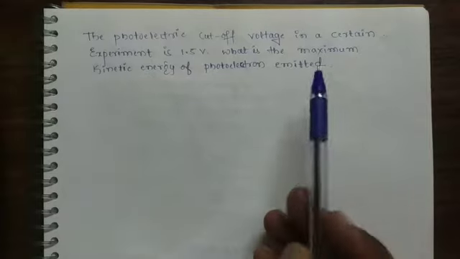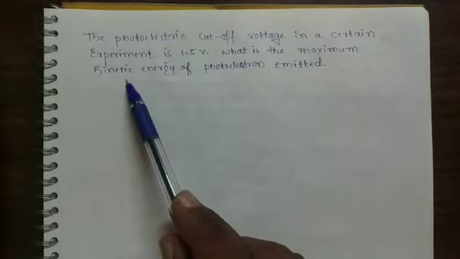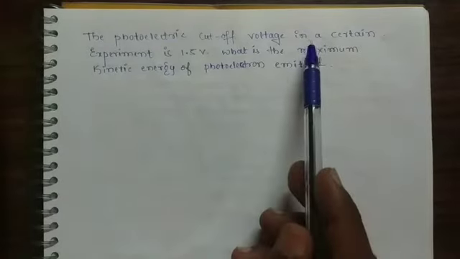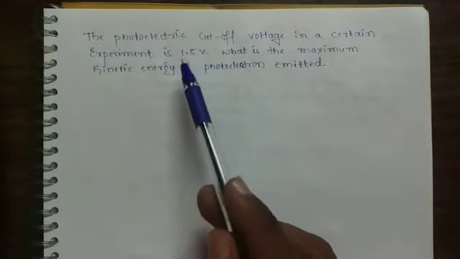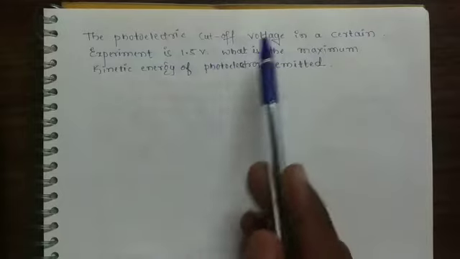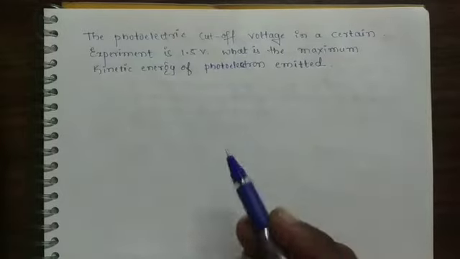So our next question: the photoelectric cutoff voltage in a certain experiment is 1.5 volt. What is the maximum kinetic energy of a photoelectron emitted? Here we want to calculate the maximum kinetic energy. We are already given the cutoff voltage, 1.5 volt, and by using this value we want to calculate the kinetic energy.